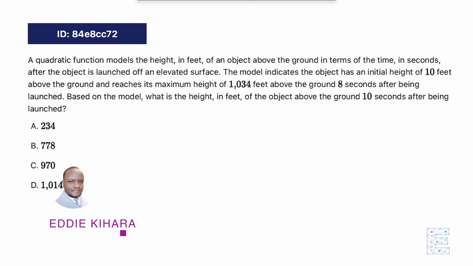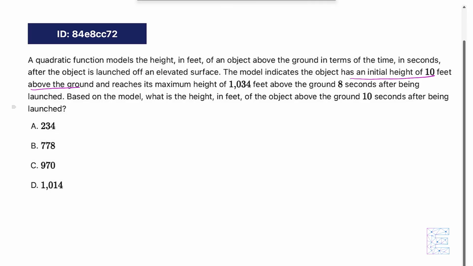A quadratic function models the height in feet of an object above the ground in terms of time in seconds after the object is launched off an elevated surface. The model indicates the object has an initial height of 10 feet above the ground and reaches its maximum height of 1,034 feet above the ground 8 seconds after being launched. Based on the model, what is the height in feet of the object above the ground 10 seconds after being launched? So these kinds of questions are quadratic regression.